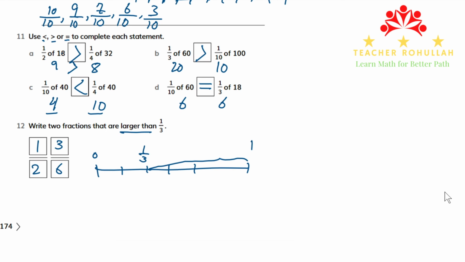So I hope it helps you understand how to compare fractions, either with the same denominator or different denominators, by using a number line or fraction wall, or maybe you can use strips because strips can help you compare the fractions easily.